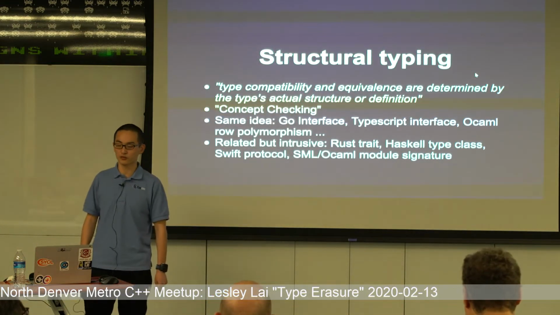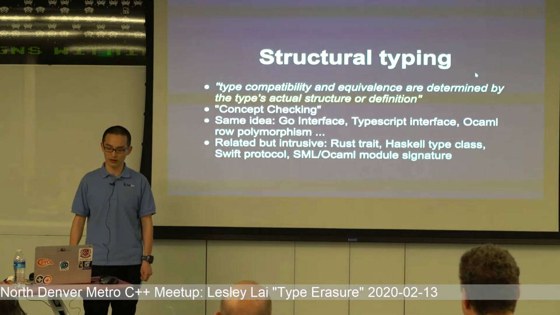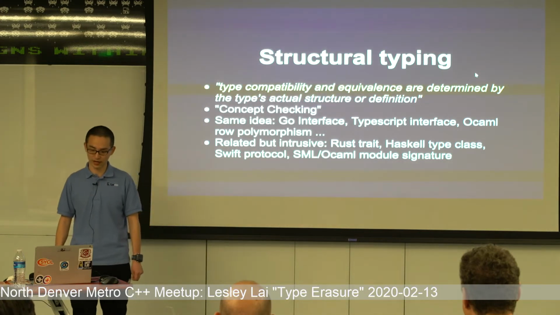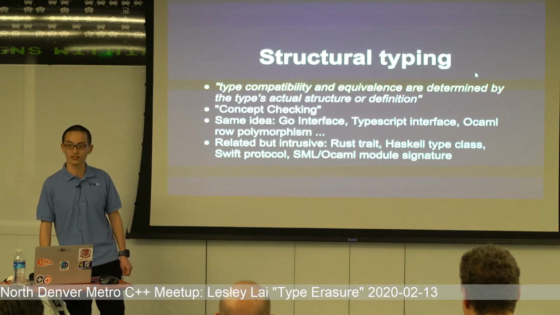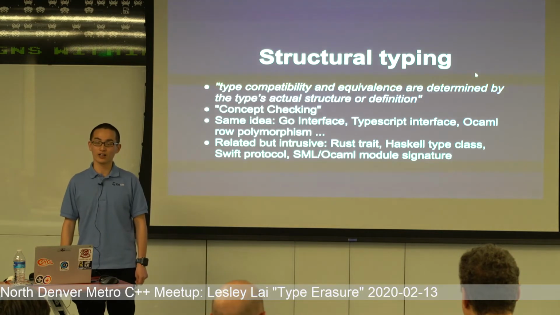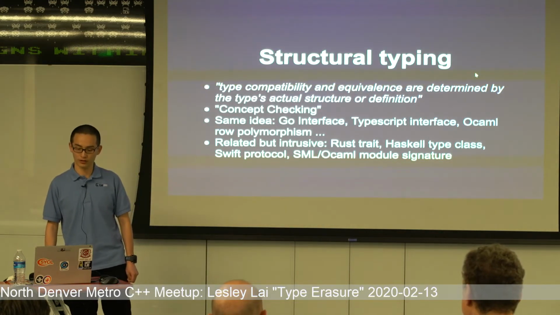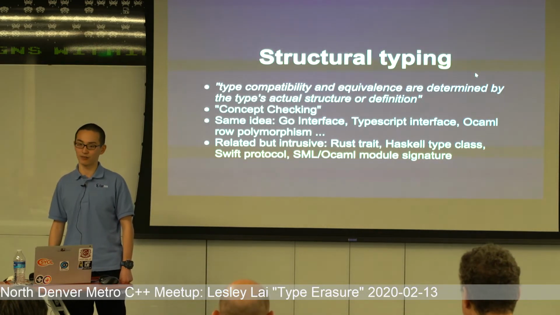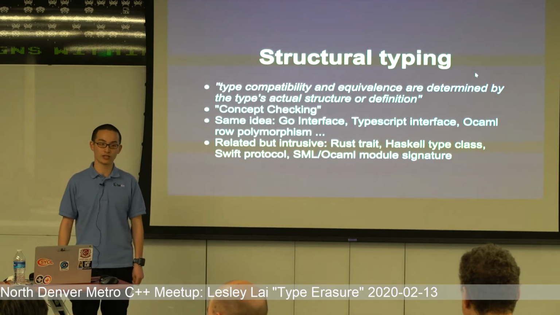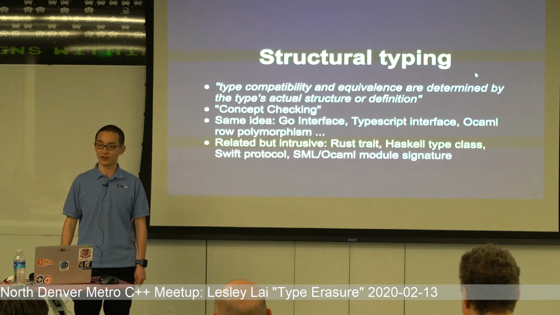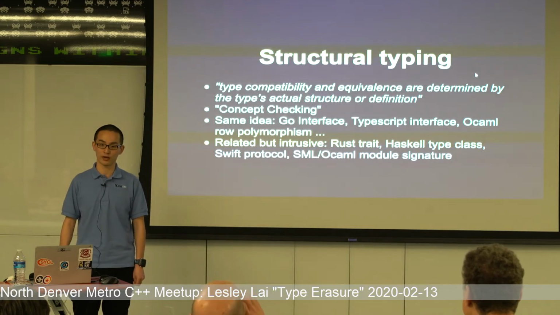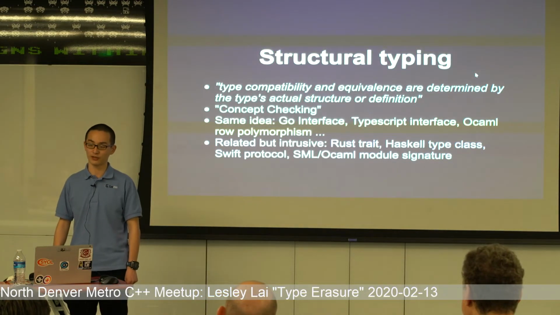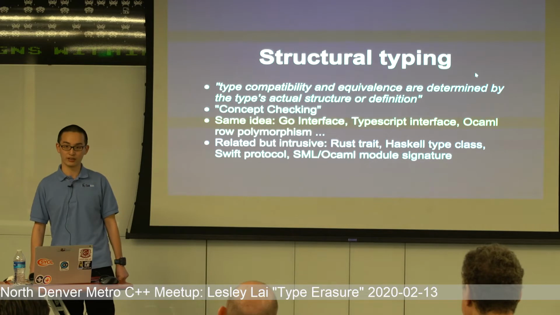Okay, so the idea of structural typing, the definition I copied from Wikipedia: type compatibility and equivalence are determined by the type's actual structure or definition. A lot of people in the C++ community will call the same concept duck typing, but the two terms still have differences. Duck typing implies you defer the type checking until later, like in a dynamic typed language, where you only check the type error at runtime, or in templates, where you check the error at instantiation time. And structural typing implies you check type errors immediately.